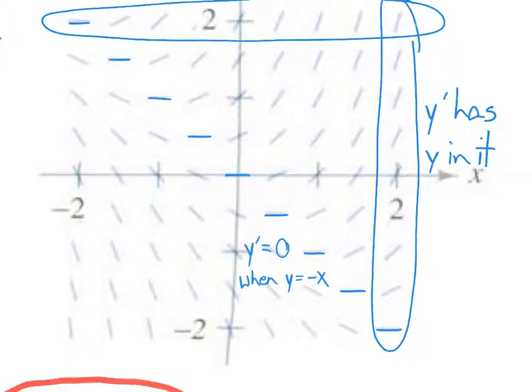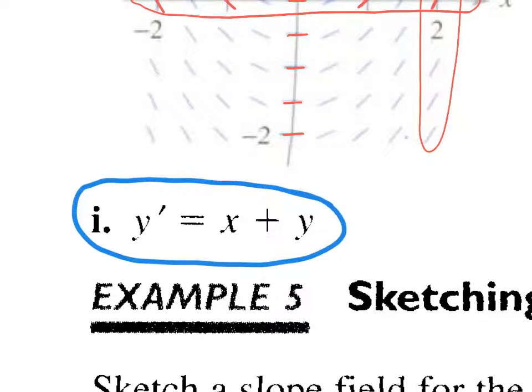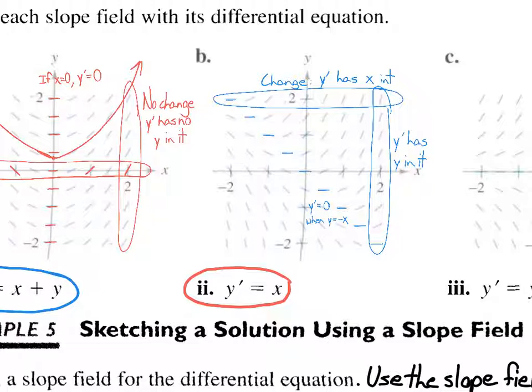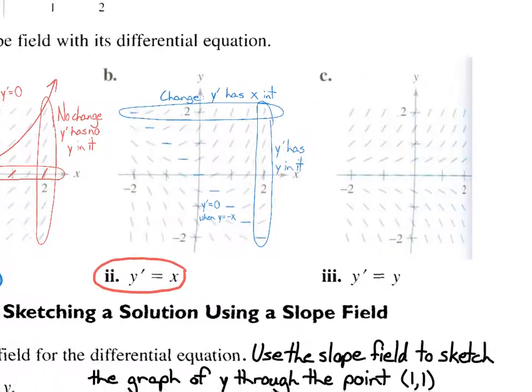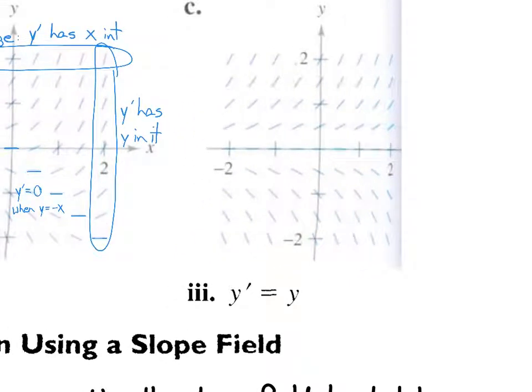And that's true for the first one. And that's true if you look at this equation. If I had x plus a negative x, I'd get 0. Okay? So that's another thing you can look for as you're trying to see which differential equation goes with the slope field. Okay? Alright, one more here.